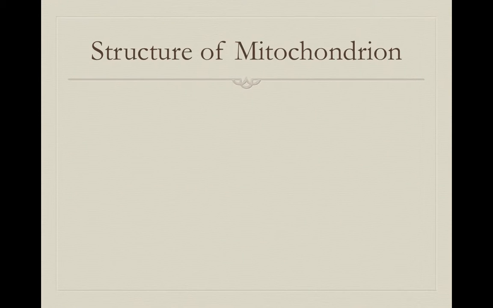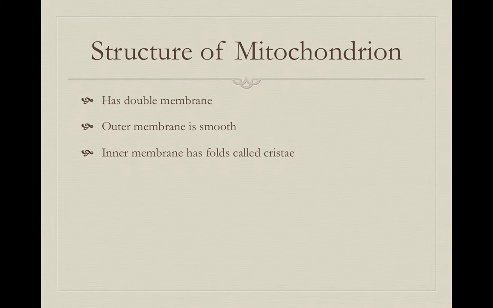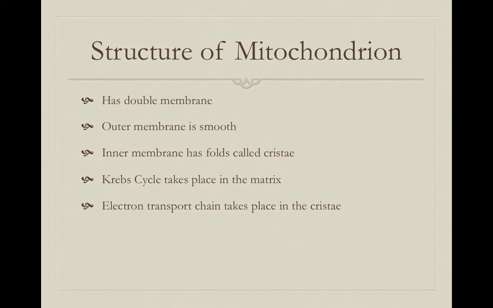The structure of the mitochondria. You may think it doesn't play a huge role, but it's important to know at least. It has a double membrane. The outer membrane is smooth, and the inner membrane contains folds called cristae. The Krebs cycle takes place in the matrix, which is in the middle of the mitochondrion. And the electron transport chain takes place in the cristae.